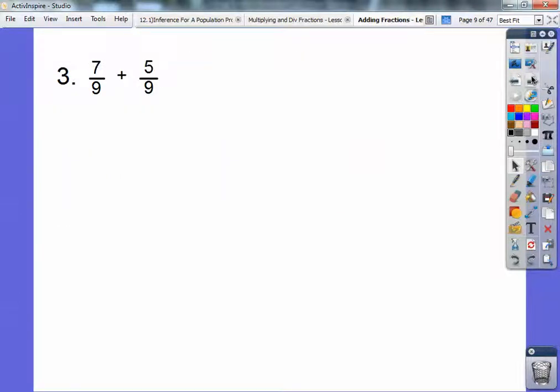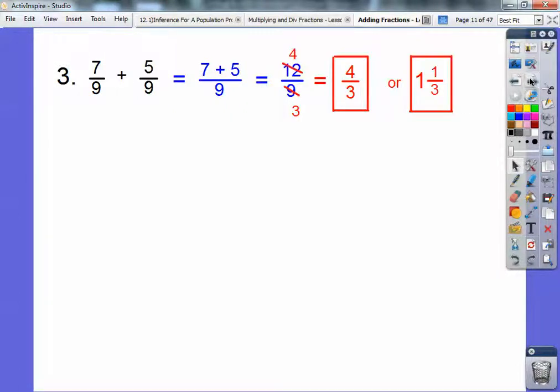Okay, 7/9 plus 5/9. You're going to go ahead and add those and get 12/9. All right, and then reduce when necessary. 3 goes into that 4 times, 3 goes into 9 3 times, so you get 4/3. And I like this, so the higher you get in math, improper fractions are actually good, you guys. But if you are in probably grade school or even middle school, they might want you to convert it to a mixed number like this.